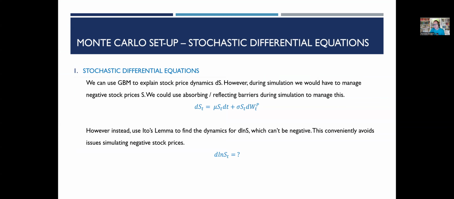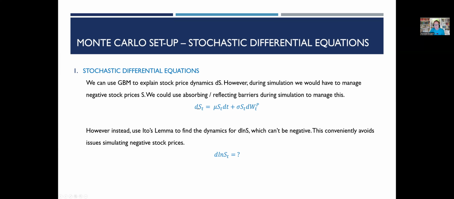Now, we start off with looking at stochastic differential equations, and a very specific one, in fact. We're going to look at geometric Brownian motion, which explains the stock price dynamics, and just how stock prices change under the geometric Brownian motion formula. Now, the geometric Brownian motion formula is this formula here. You see dS is mu S dt plus sigma S dW, and W is the Brownian motion. It's under the real world measure P.